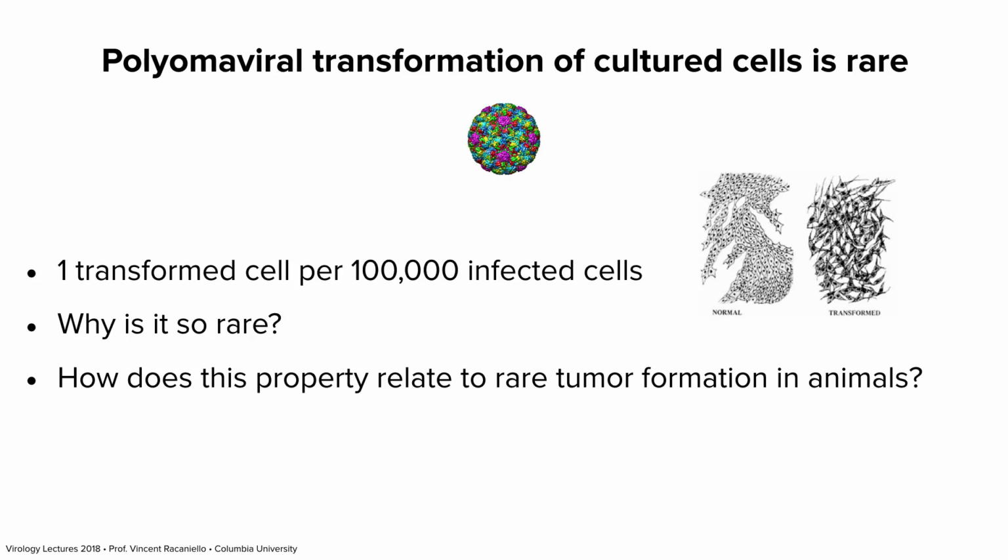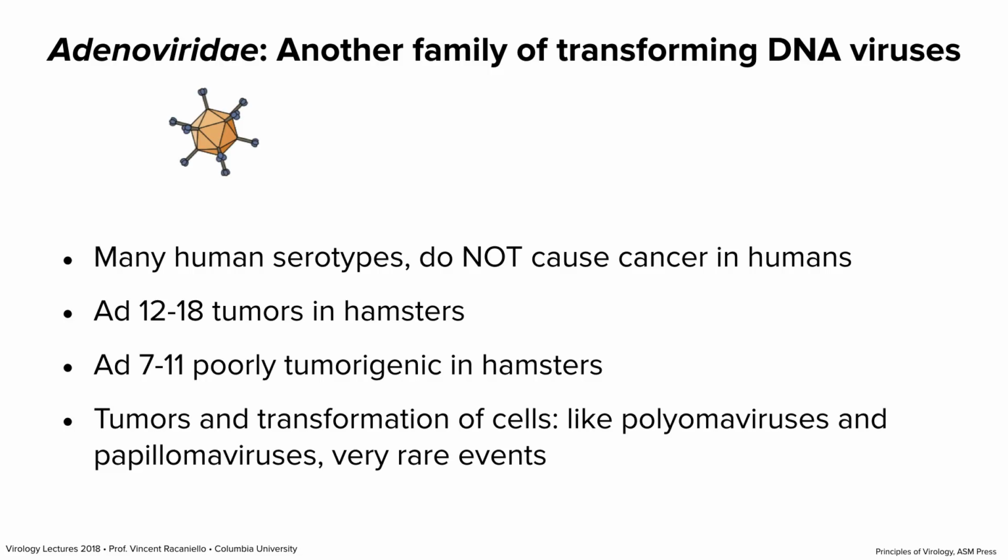Another important fact is that the transformation of cells in culture by these viruses is pretty rare, about 1 in 100,000 infected cells. And so we want to figure out why is it rare and how does this transformation relate to tumor formation in the animal. One more virus that we have to put on our radar, and that is adenovirus, a different family.